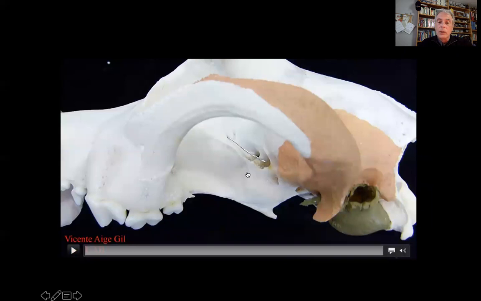This is to show you the ethmoidal nerve. Imagine this piece of string is a branch of the ophthalmic nerve, right? That leaves through the orbital fissure. So it enters the periorbita, leaves the periorbita, and goes through the rostral ethmoidal foramen.